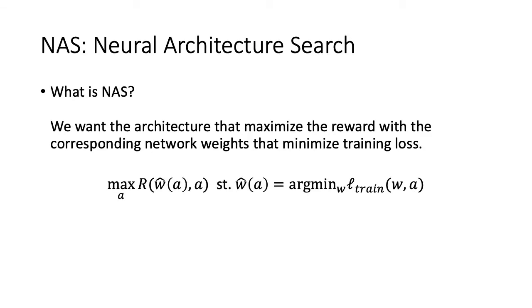In this tutorial, we will focus on the topic of neural architecture search. So let's first see what problem the NAS algorithm solves. Given an architecture space, we want to find an architecture that maximizes the reward, with the network weights trained to minimize the training loss on the training dataset. In this equation, A is the architecture, W is the network weights, and R is the reward, which can be accuracy or a trade-off between accuracy and latency or network complexity.